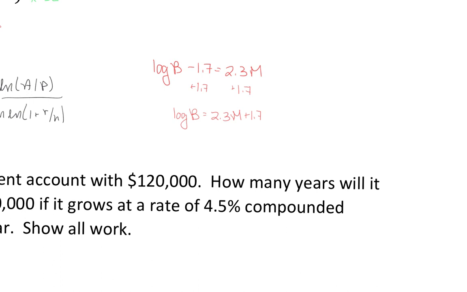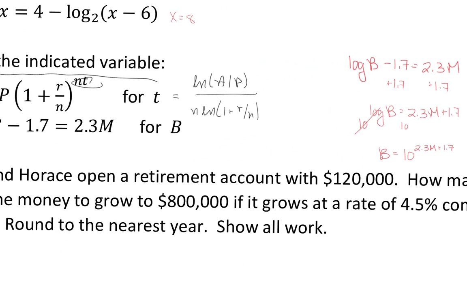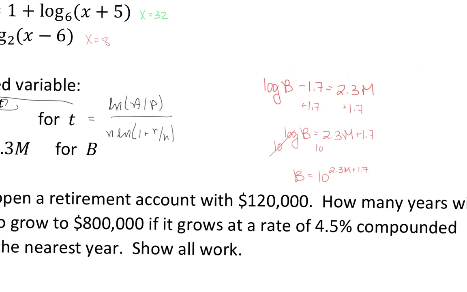And then finally, to cancel out that log, we want to raise 10 to the power of both sides. So 10 to the log b is just going to be b. That's equal to 10 to the power of 2.3m plus 1.7. I'm just going to copy that over here. So b is equal to 10 to the 2.3m plus 1.7.